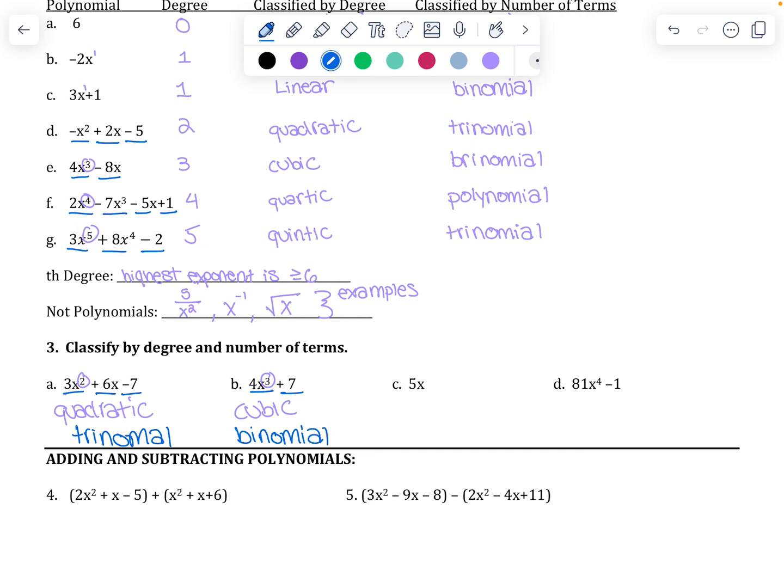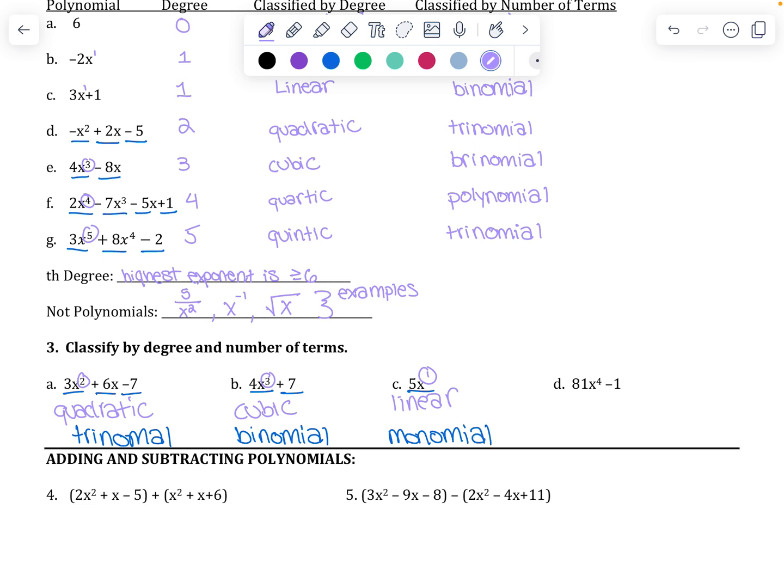My highest exponent here, well, since I see a variable, I do have an exponent. If I don't see an exponent, remember it's the number 1. So this is a linear, and I only see one term because I don't see a plus or minus sign. So this one term and one term only is a monomial.